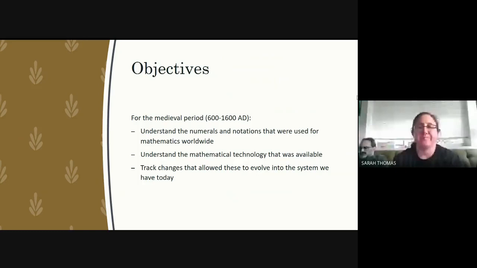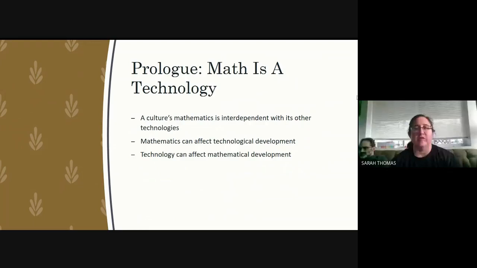One thing we need to understand to inform our discussion is that math is a technology, just the same as science or the ability to bombard castle walls and things like that. Those are all technologies. Math is also a technology, and it's interdependent with other technologies that a culture has. They're not completely separate. The mathematics that a culture has can affect its technological development in various ways, and the technology that people develop can affect the mathematical development as well. So there's a feedback loop there.